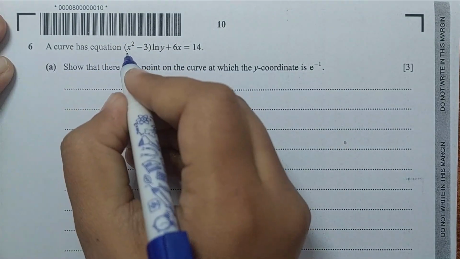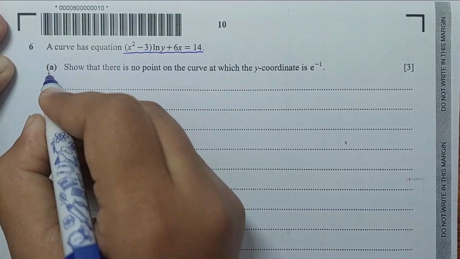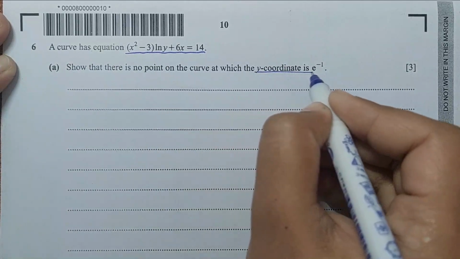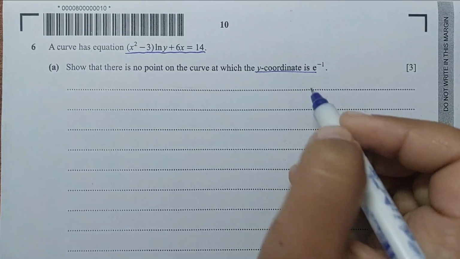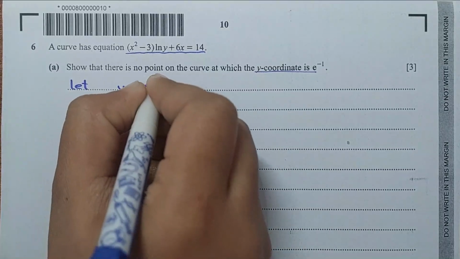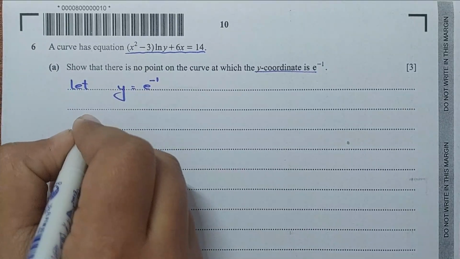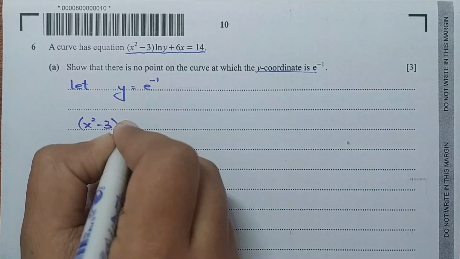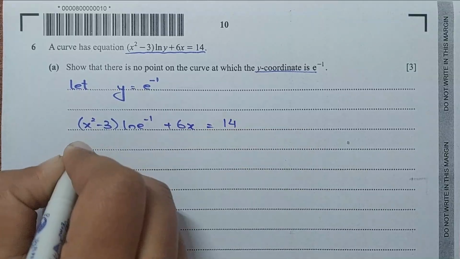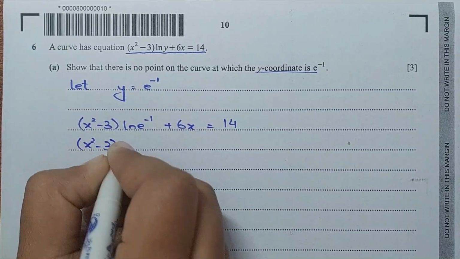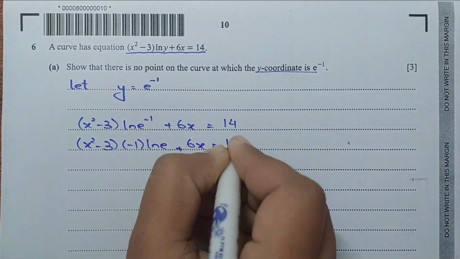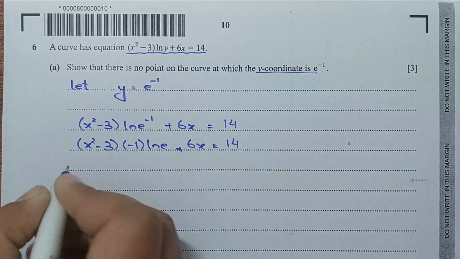Question number 6. A curve has an equation. This is the equation of the curve. Part A, show that there is no point on the curve at which the y coordinate is e to the power minus 1. So we can say let y equal e to the power minus 1. Put this in the equation of the curve: x squared minus 3 ln e to the power minus 1 plus 6x equals 14. So x squared minus 3, apply the property, minus 1 natural log of e plus 6x equals 14. The power rule, right? The power comes before the natural log.